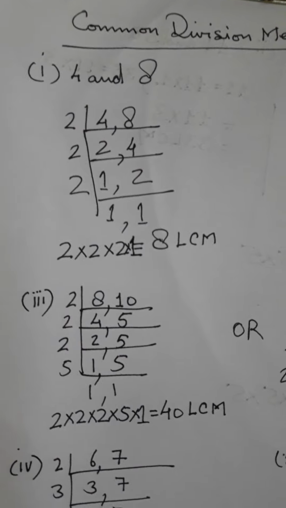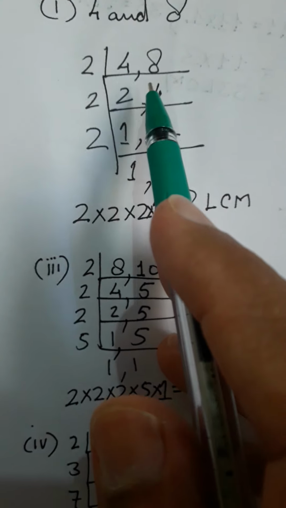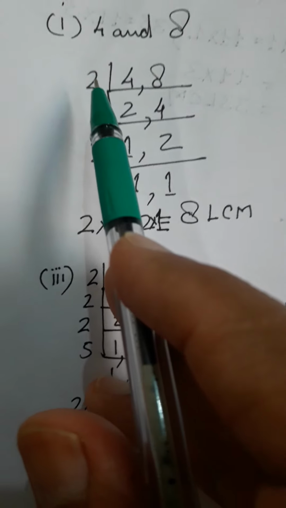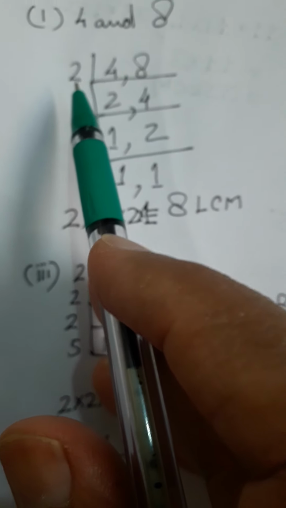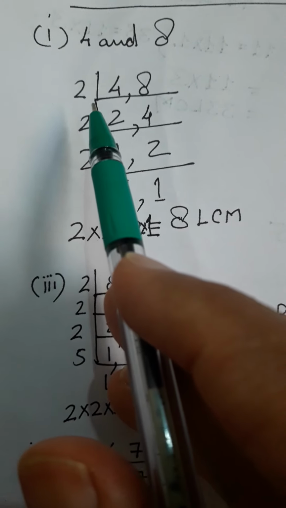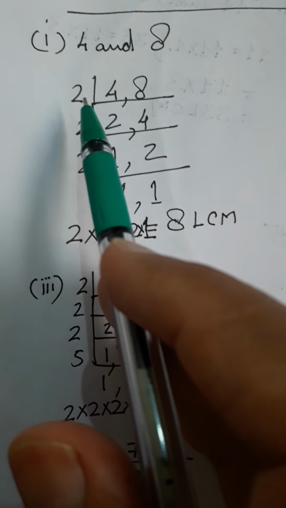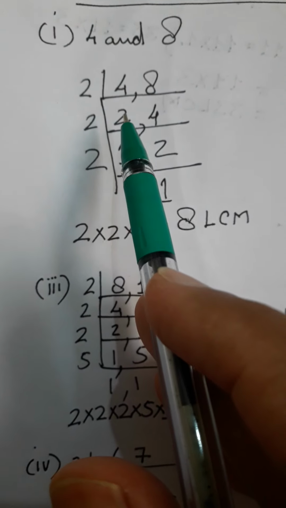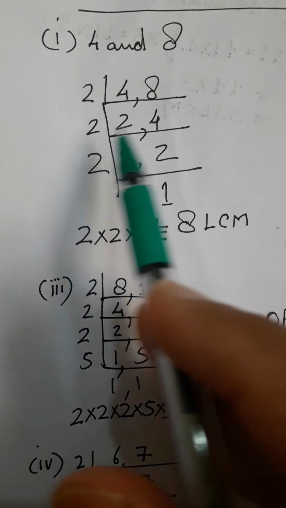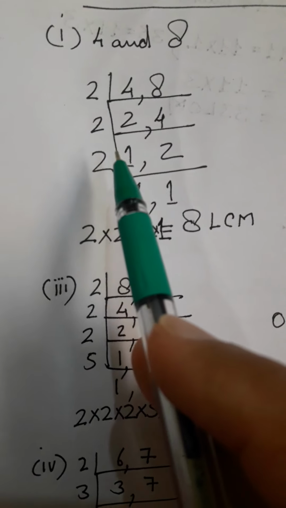So, you had to find the LCM of 4 and 8. What do we do? We take 4, 8, and make a bar like this. Take the prime factors of 4. Prime factors means either 2, 3, 5, 7, anything, right? So the prime factor of 4 would be 2. So 2 2s are 4, right? 2 4s are 8, 2 1s are 2, and 2 2s are 4.